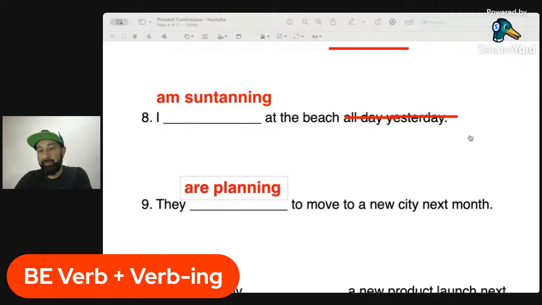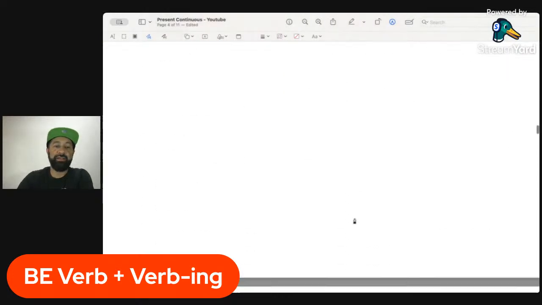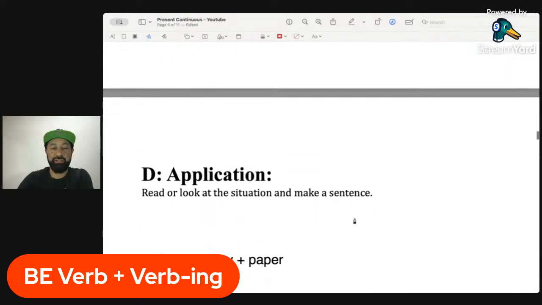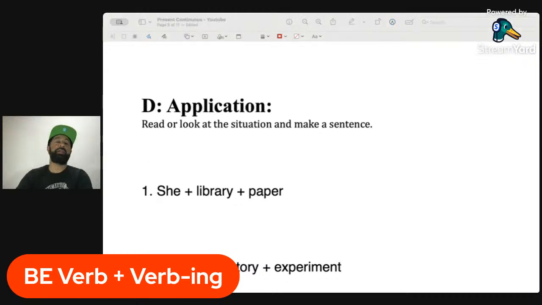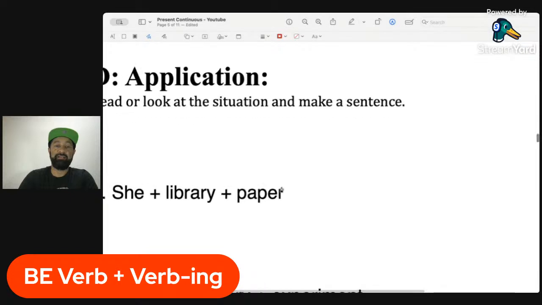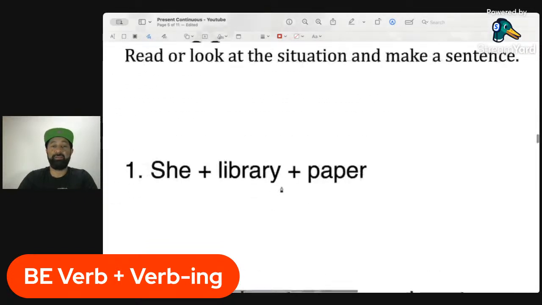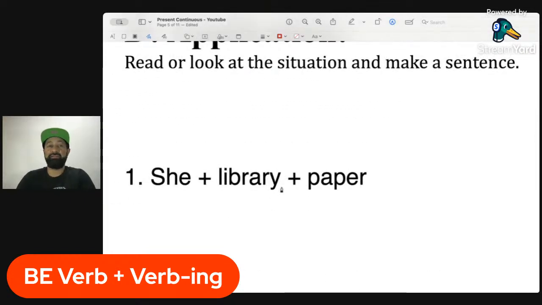Okay, so let's keep moving. Let's actually get to the new section here. This is where you get to make some sentences. I'll give you a few words, look at the words, and make a present continuous sentence. Let's do an example together. It says read or look at the situation and make a sentence.